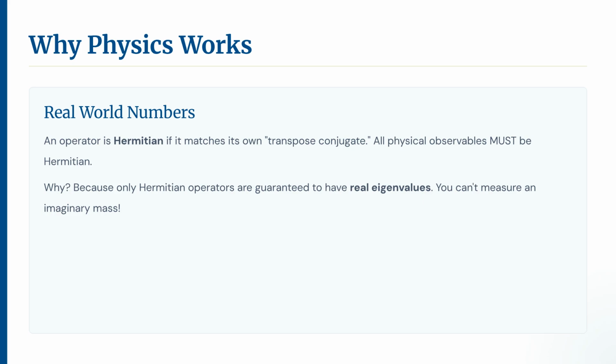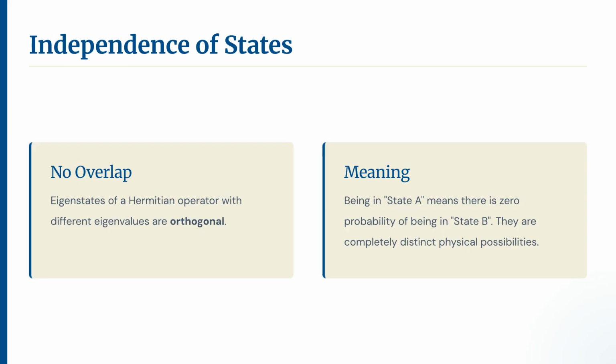This is crucial because only Hermitian operators are guaranteed to have real eigenvalues, ensuring that all physical measurements yield real-world numbers. This property leads to the independence of states. Eigenstates of a Hermitian operator with different eigenvalues are orthogonal, meaning that being in one physical state guarantees zero probability of being in the other.